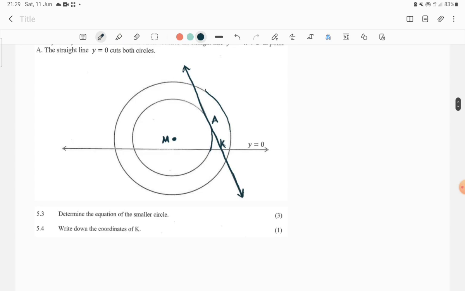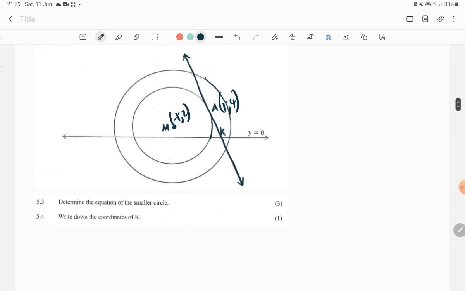Going to the next question, the parameters are already here. We have -1, 2. Then here we have 1, 4. So another question, which is 5.3, it says determine the equation of the smaller circle. Equation of the smaller circle.